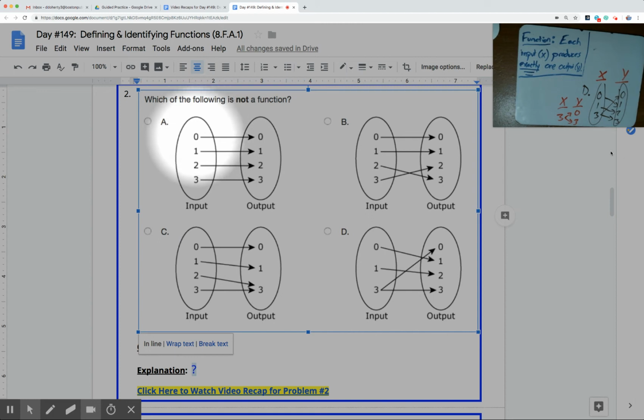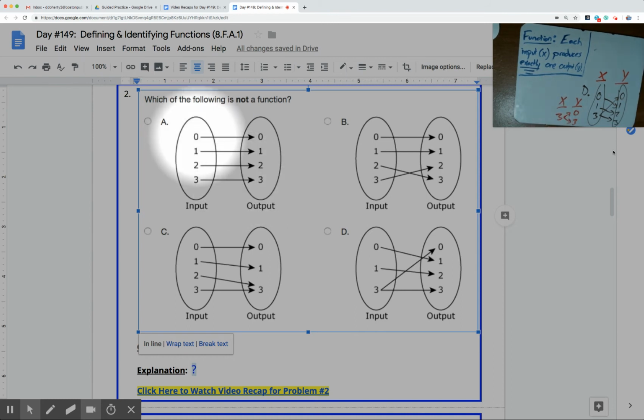This says when x is 0, y will be 0. When x is 1, y will be 1. When x is 2, y will be 2. We see here each of our inputs, since it only has one arrow leaving it, has exactly one output. So if we think about the definition of a function, each input produces exactly one output.